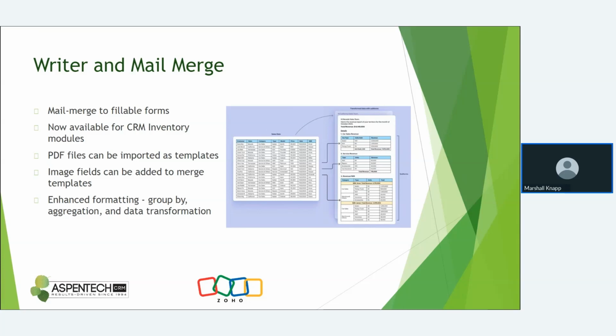We can also add image fields now to Writer and mail merge templates that we're creating with the CRM. And there's a number of enhanced formatting options that they've given us as well. You can actually see some of those on screen there with how you can group by different things, aggregate data, and also transform that data in a variety of ways now using Writer.